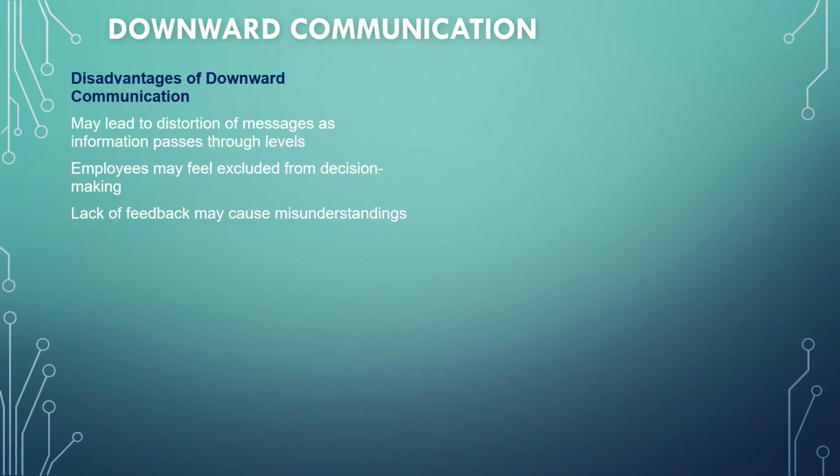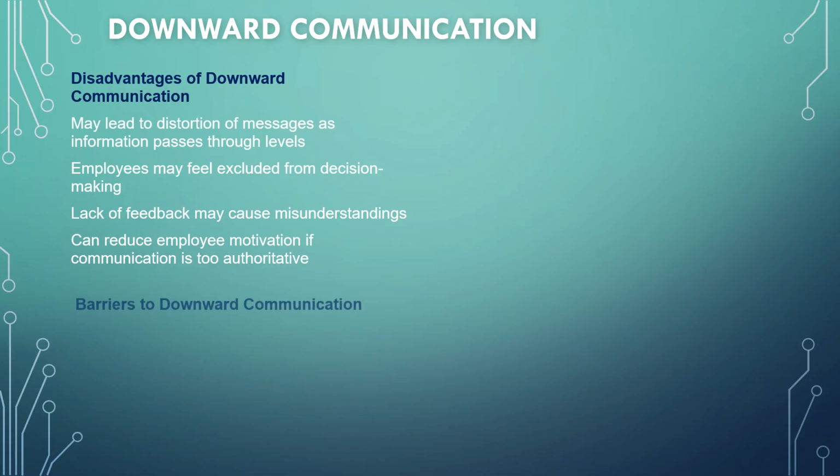Sometimes there's that lack of feedback, which may also cause misunderstanding. When the instructions go to the employees, they should give feedback, but that feedback sometimes may not even reach the top management, which is a disadvantage. The same downward communication can also reduce employee motivation if communication is too authoritative. If the communication is too authoritative, that can reduce employee motivation.